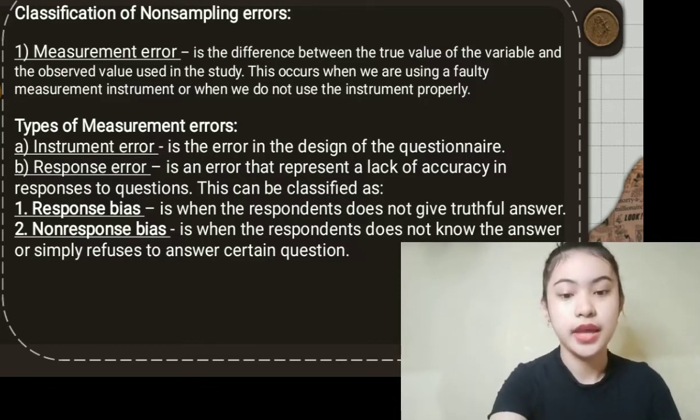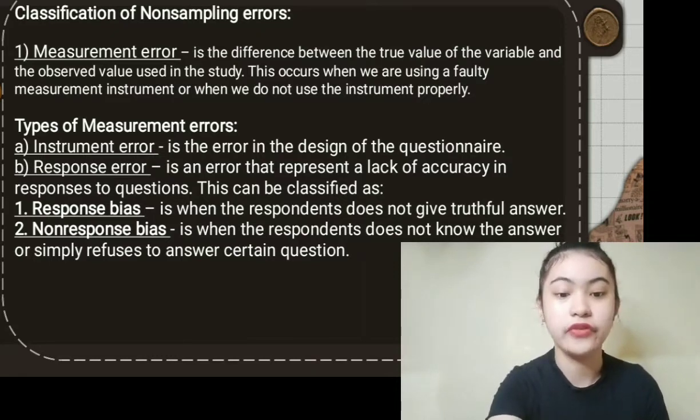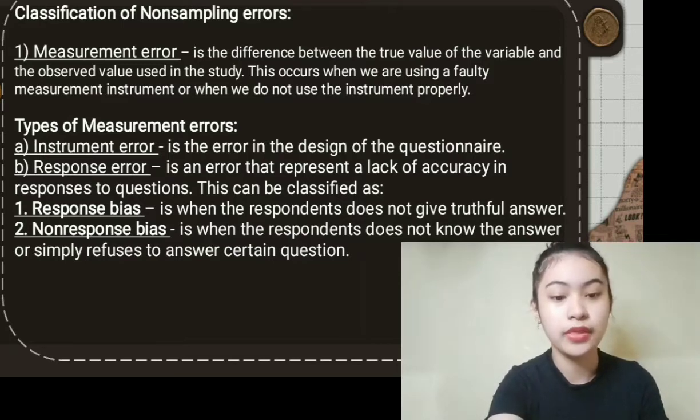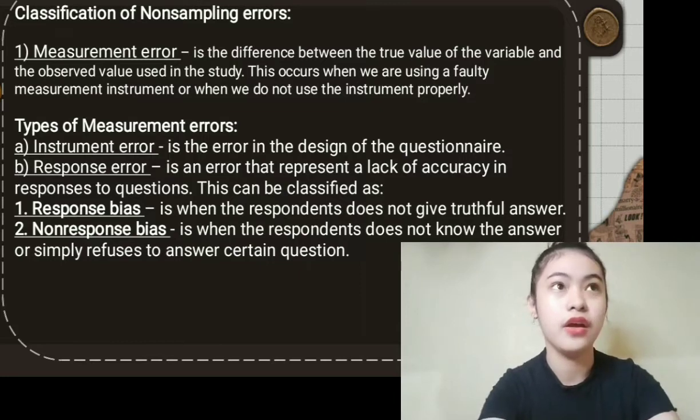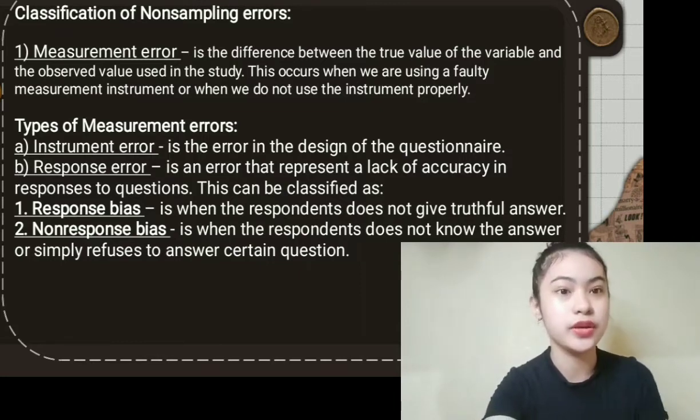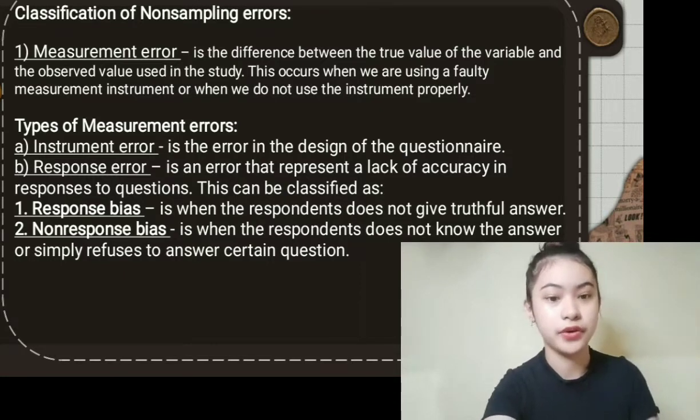The second one is the response error, an error that represents a lack of accuracy in our responses to the question. This can be classified as response bias, when the respondents do not give the truthful answer, and non-response bias, when the respondents don't know the answer or simply refuse to answer a certain question. It really happens. With my experience in doing a survey when I was in senior high school, there was really this kind of situation about response error.